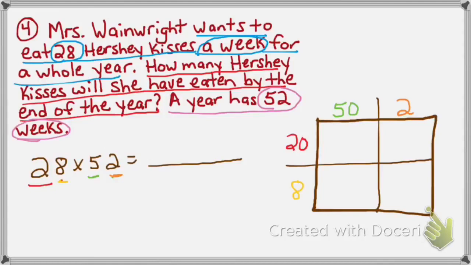Top left-hand side, in 20, there's one place value 0. In 50, there's another place value 0. So that's 2 place value zeros. My basic facts, 2 times 5 equals 10.